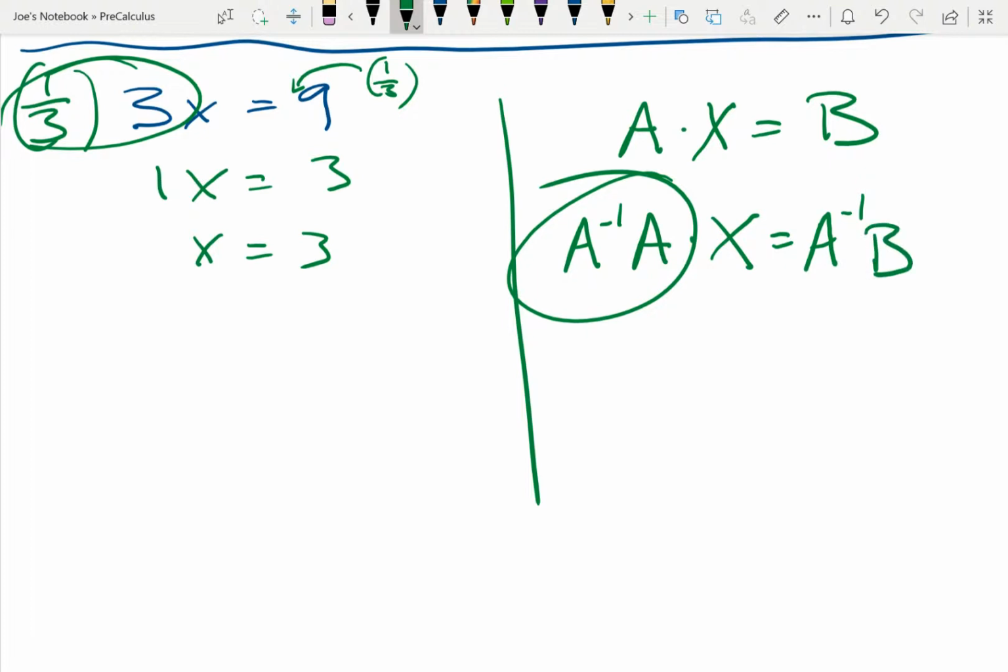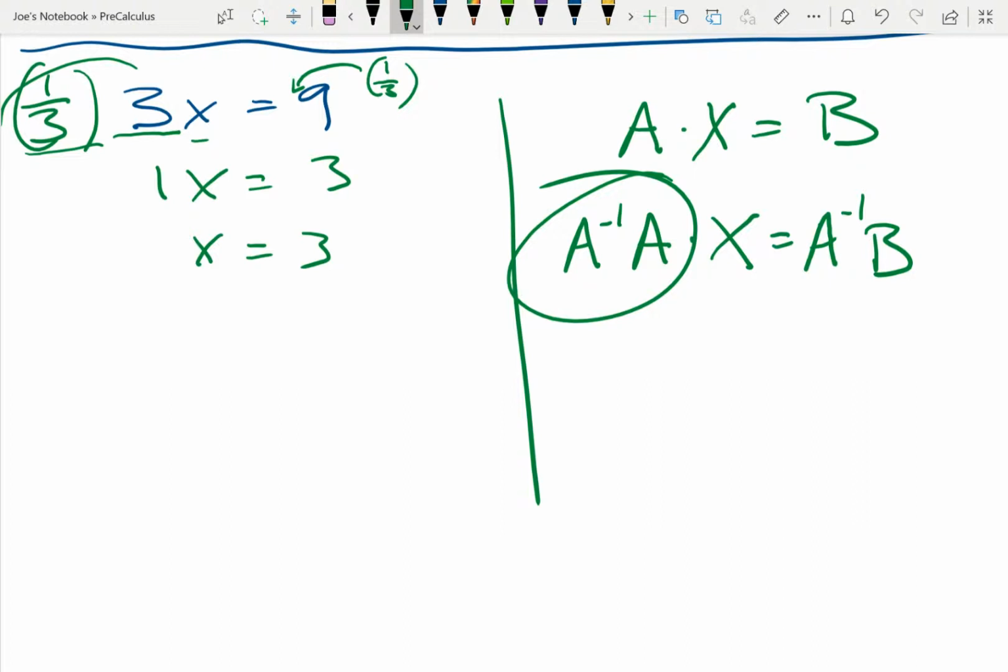So do you see how these relate? This is comparing to prior knowledge. Your 3 is your A. It's just a matrix, right? So 3x is AX. Then I multiply the left side by the multiplicative inverse of the 3, and I multiplied by the multiplicative inverse of A.